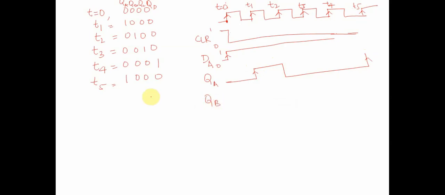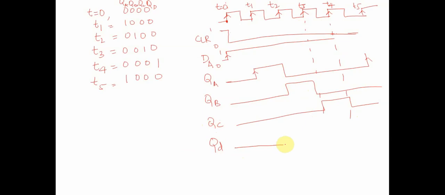Similarly QB would be equal to, it will stay 0 till the time t2, become 1 at t2, come down at t3. QC would be equal to, so basically this particular edge corresponds to this, right? And similarly QD would be something which will get high at, this is t4, this is t5, this is t3, this is t4, t2, t3, this is t1.